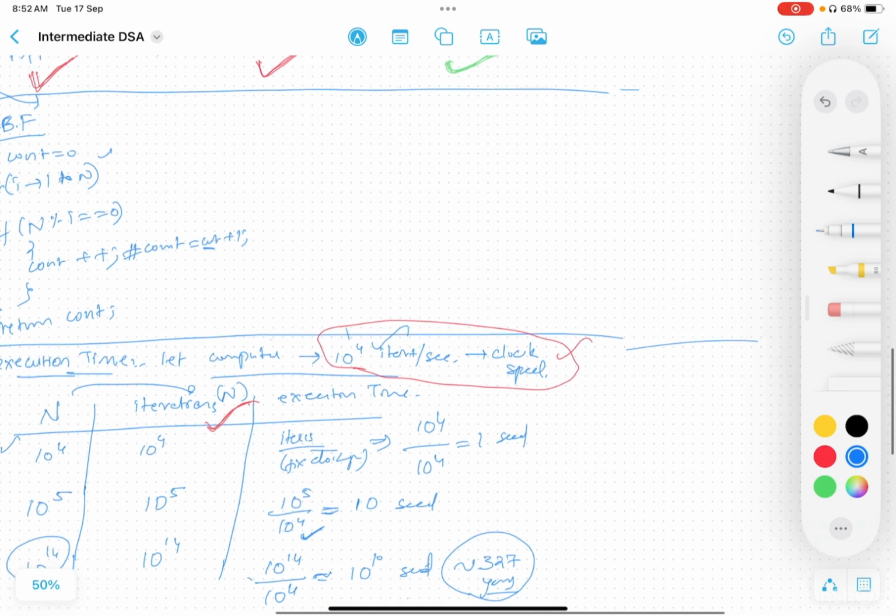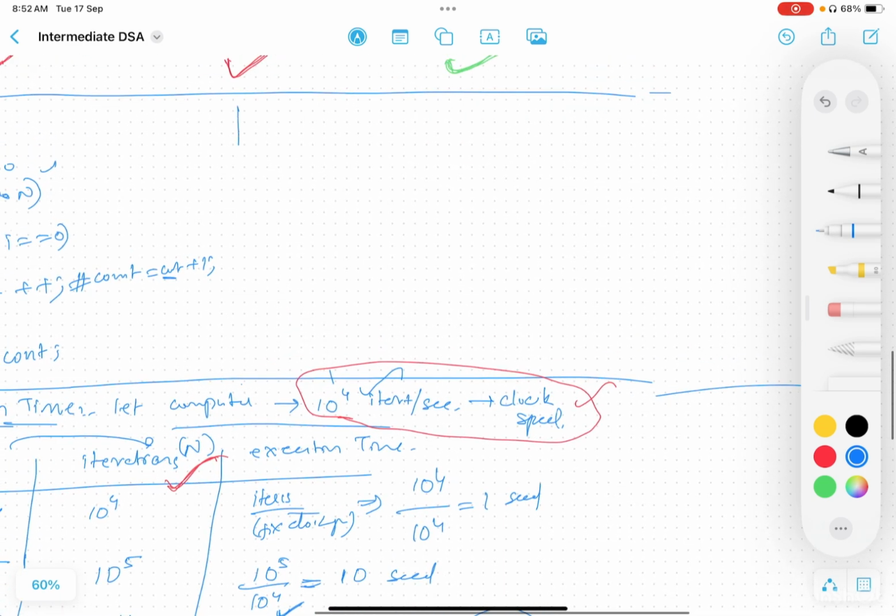So my optimized code would be, I would consider it optimization 1. I'm not sure, there will be many optimizations. So count equal to 0, for I starting from 1 to, now it is only square root of n, less than or equal to square root of n, right? Less than or equal to square root of n.